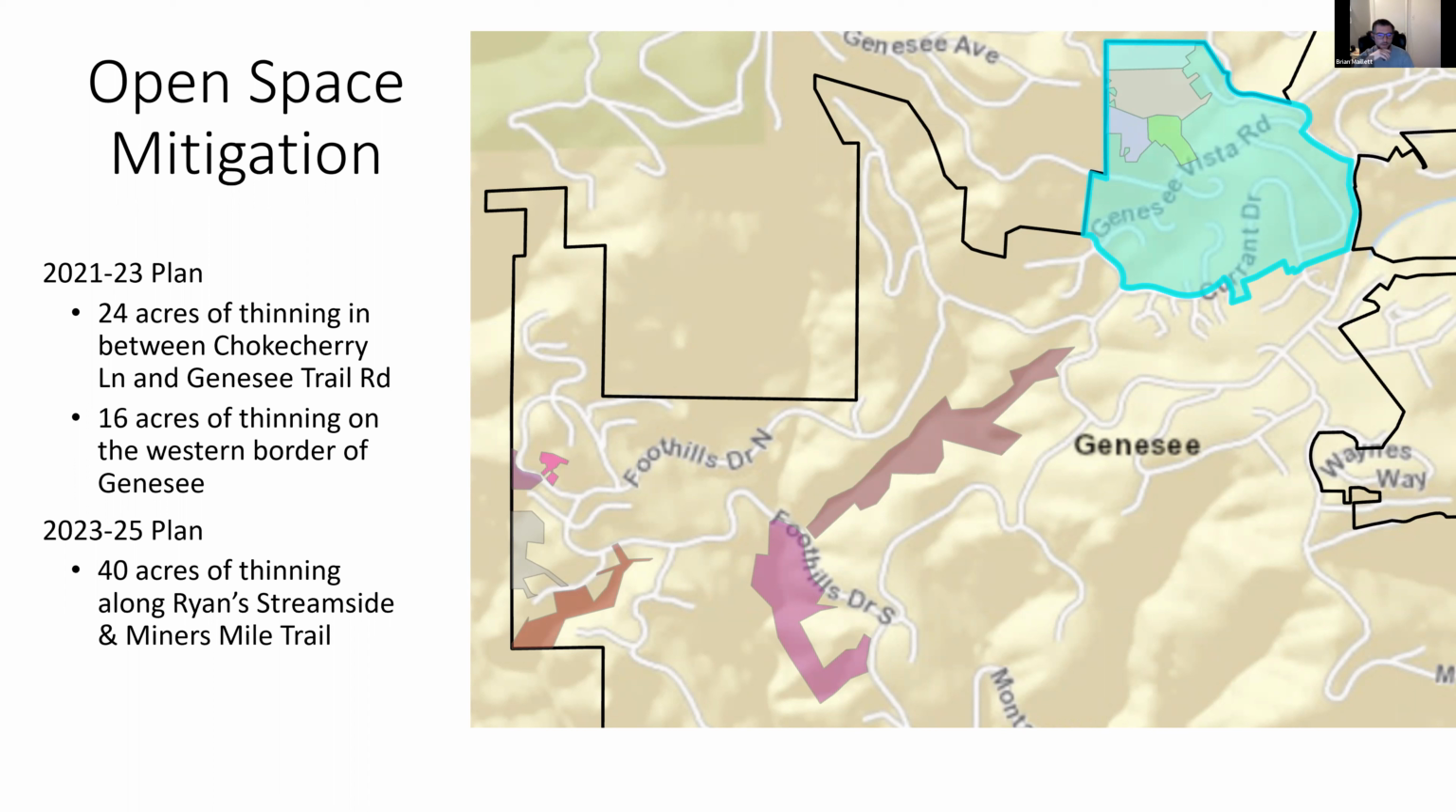And then what I don't have shown here is the roadside thinning map that we're going to implement this year as well. That is in the open space management plan on the website, but I'll talk a little bit about roadside thinning in this presentation. Will you go to the next one, Dory?